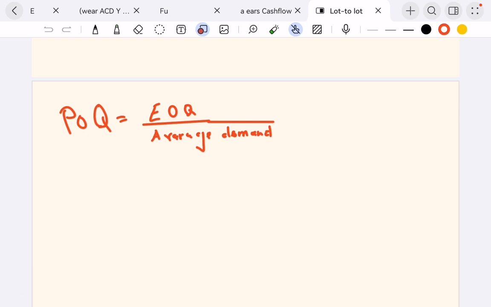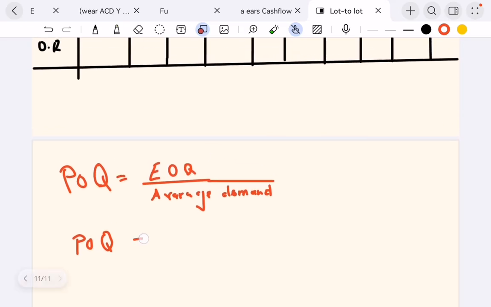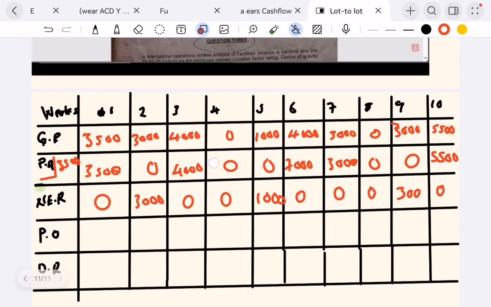So the economic order quantity we found already. So the periodic order quantity. You need to show all the calculations. If you don't show calculations, you don't get marks for this part. But I already showed us how we found the economic order quantity. So it is equal to the economic order quantity. We already found it here. So you use the same format that we used here.